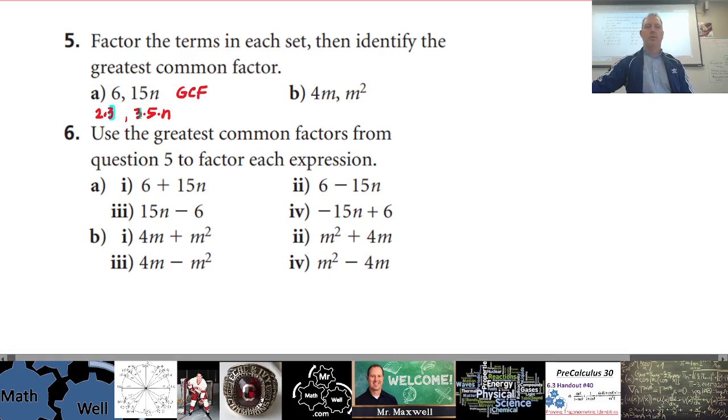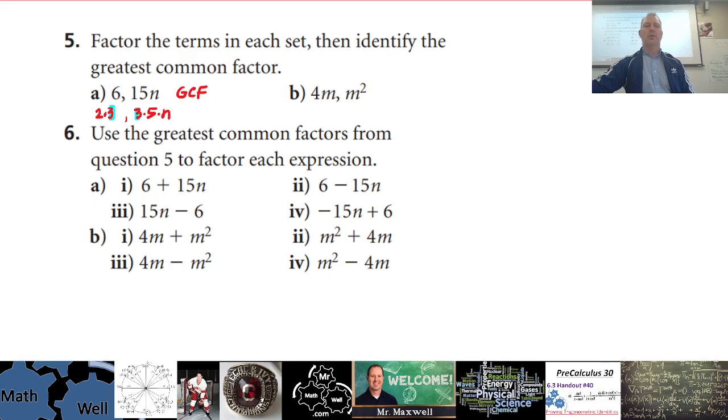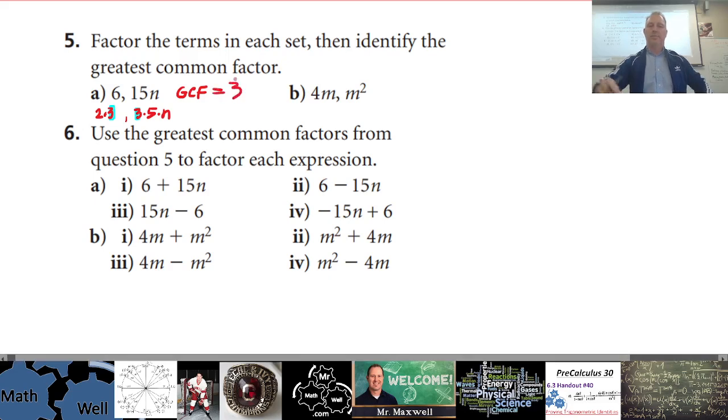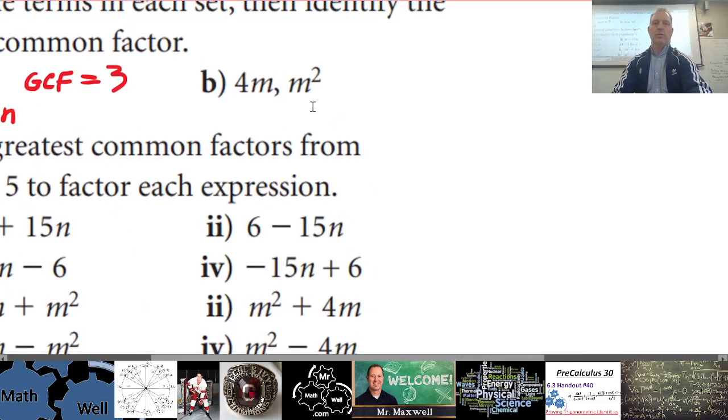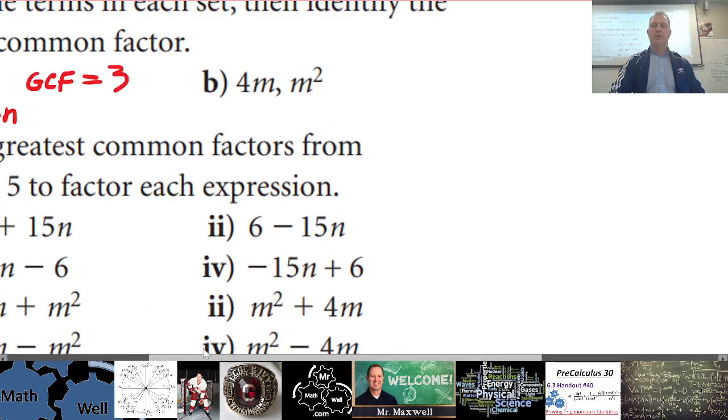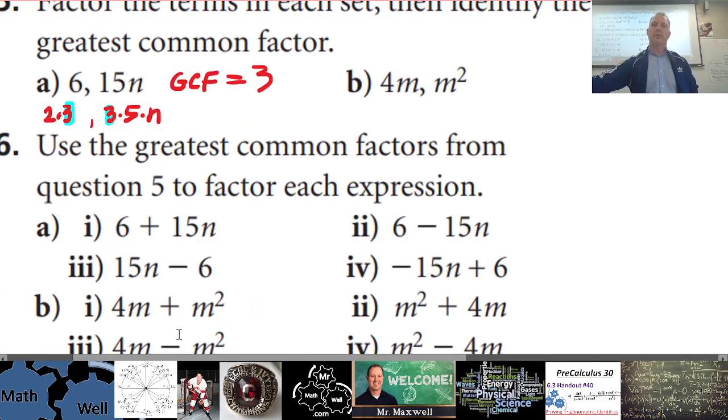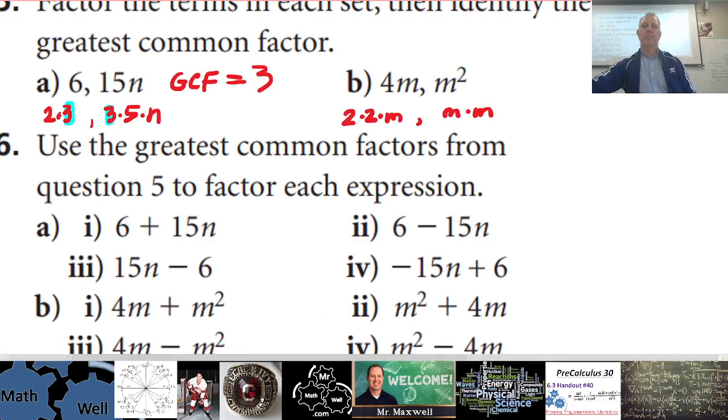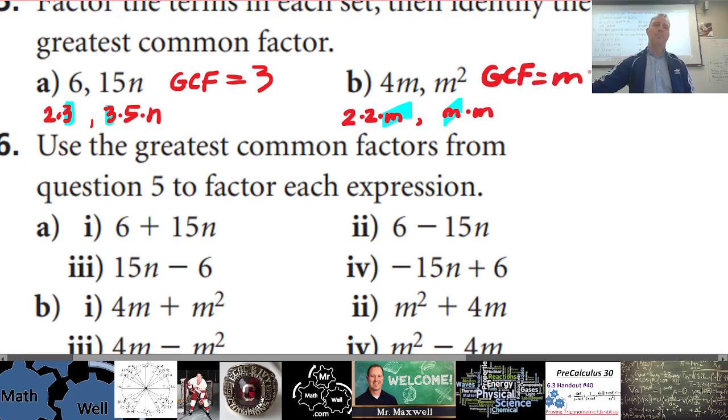Yep, just 3. That's the only factor that's common to both. So GCF is 3. Let me zoom in just a bit. All right, so for 4m and m squared, this is going to be 2 times m. And this is going to be m times m. So what's common here is just a single m from both lists. So the common GCF is m.